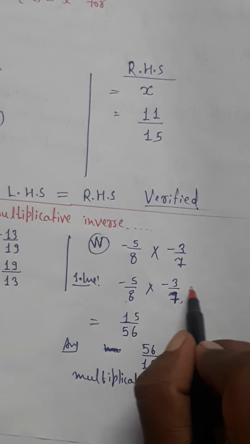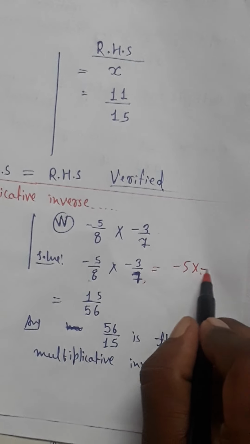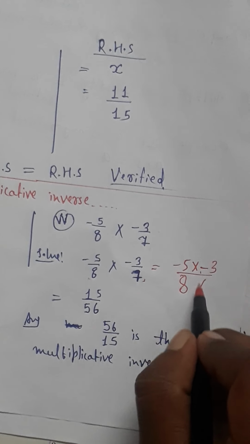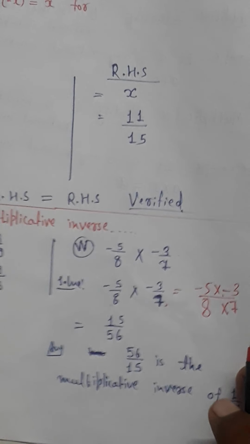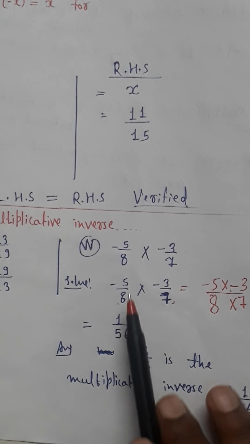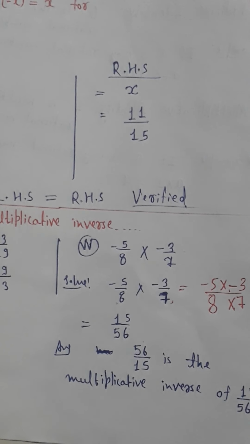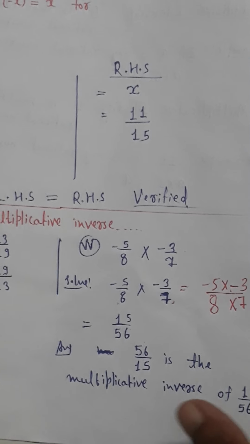So minus 5 into minus 3, both are negative numbers. Minus into minus, first of all we multiply the sign, then we take the numbers. Minus into minus is plus. 3 fives are 15, 8 sevens are 56. So 15 upon 56 is there. So the multiplicative inverse of 15 upon 56 is 56 upon 15.